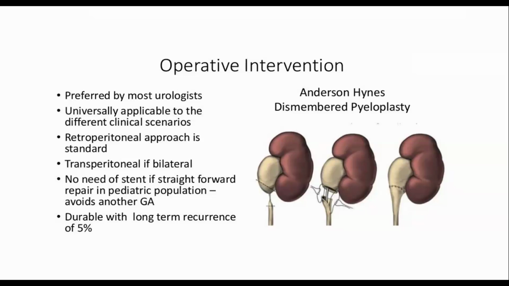The apex of this lateral spatulated end of the ureter is then brought to the inferior border of the pelvis, and the medial side of the ureter is brought to the superior edge of the pelvis. So you can see the lateral border attached to the inferior border, and the medial border is attached to the superior border.